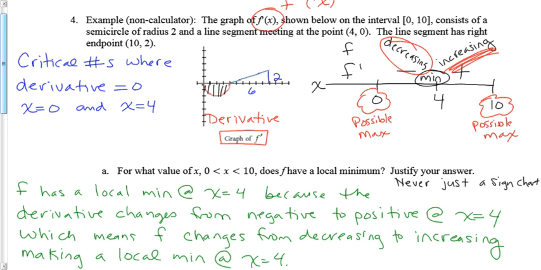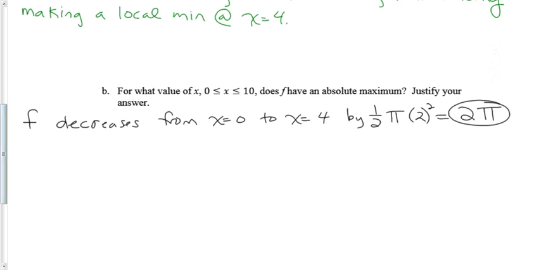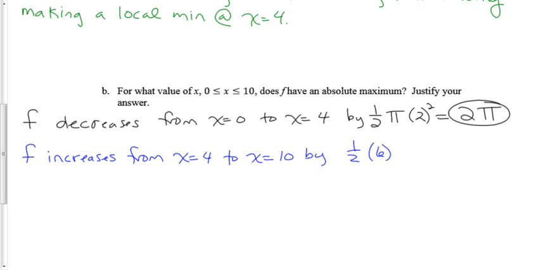So I know that after x equals 4, the function increases by 1/2 times 6 times 2 until it gets to x is 10. So at x is 10, it's increased by, looks like, 6 units. So f increases from x is 4 to x equals 10 by that area, which is 1/2 base times height, which is 6.